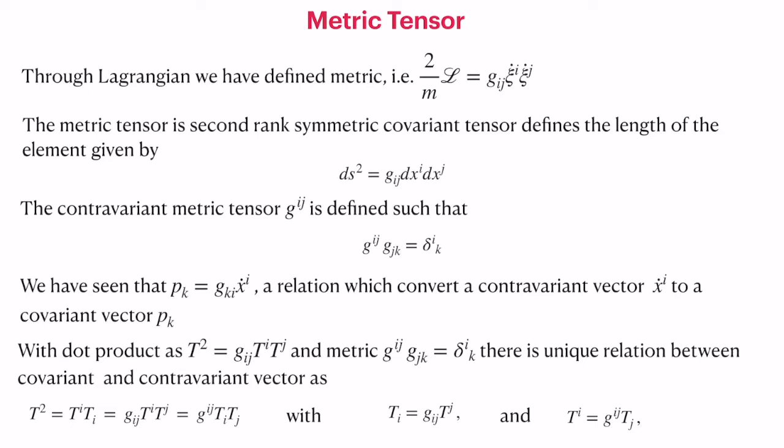So covariant ti is given as a dot product between the covariant metric tensor and the contravariant vector ti. In the same way, we have the relation that contravariant ti is given as a dot product between the contravariant gij and the covariant vector tj. So this relation is unique and specific to the metric space. You can extend it to all the tensors and you can relate any covariant component to a contravariant one.